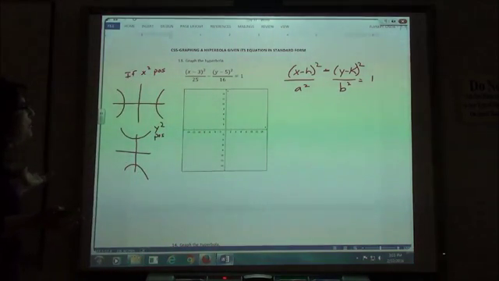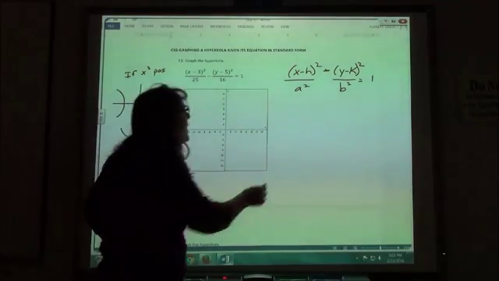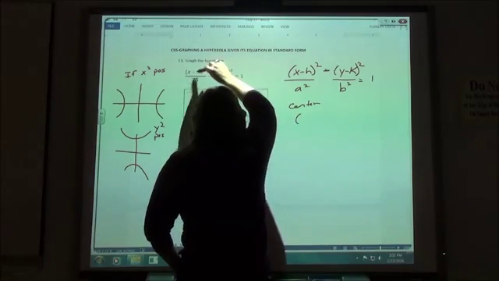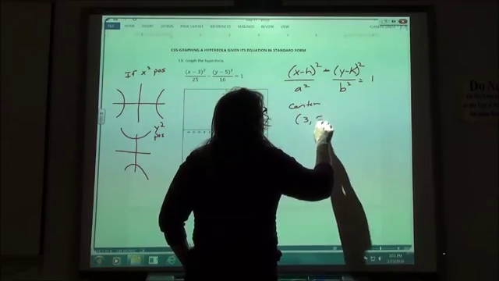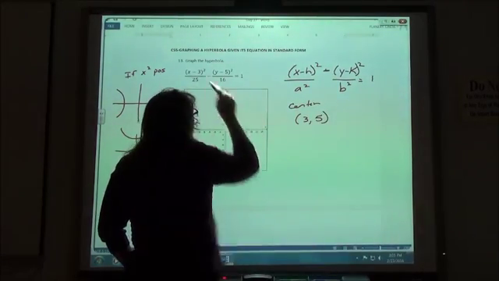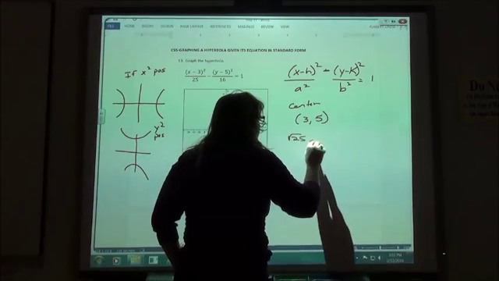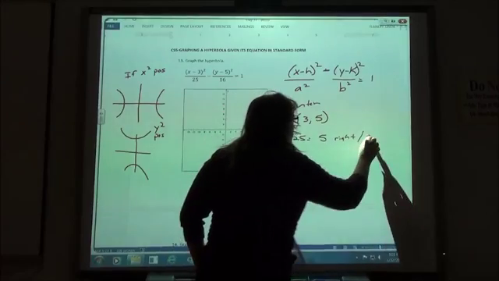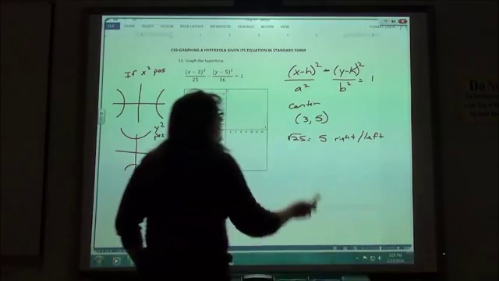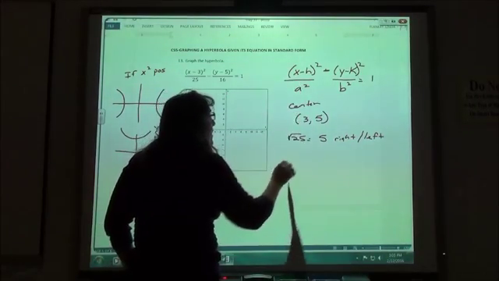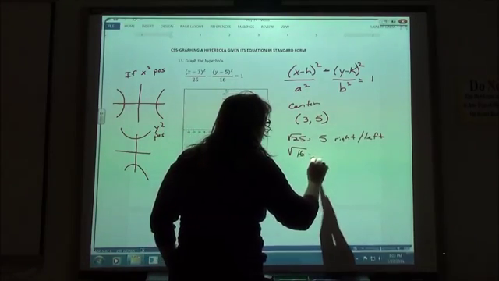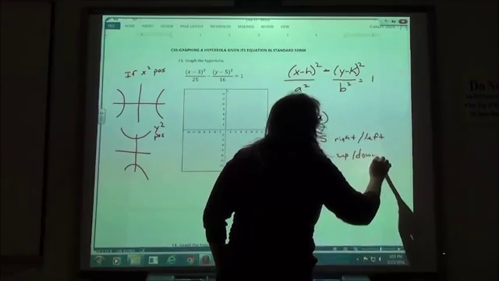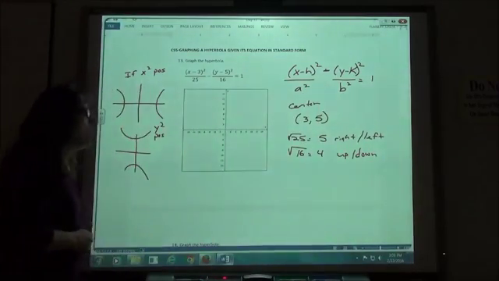Same type of thing happens when I solve this. My center again is at (h, k), so my center is going to be at 3, 5. Square root of 25 is going to be 5. That's going to go right and left because it's under the x. The square root of 16 is 4. That's going to be the up or down since that's under the y.